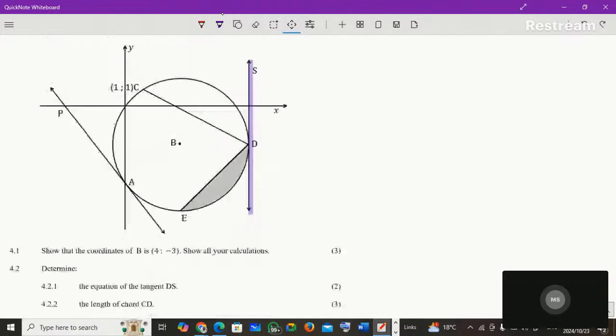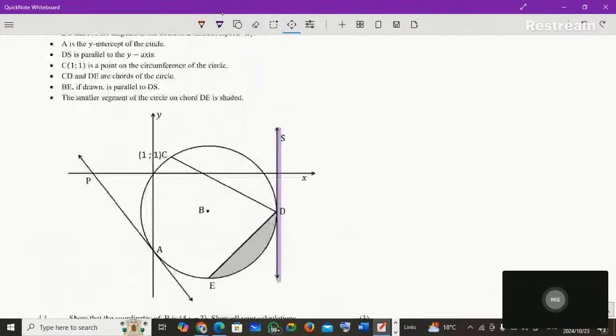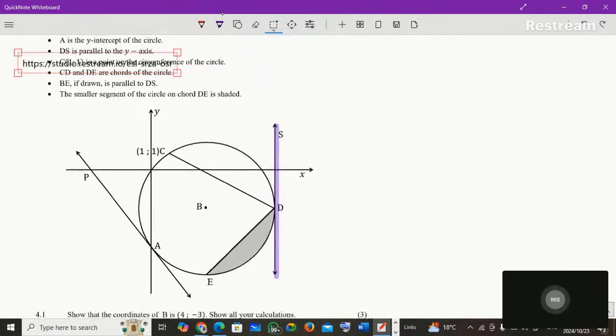Okay, let's go to the next question. It says UC is 1 and 1, as you can see. CD and DE are chords of the circle. BE is drawn. If drawn, it will be parallel to DS, which means that line will be a vertical line. Okay, so I hope we are all following.